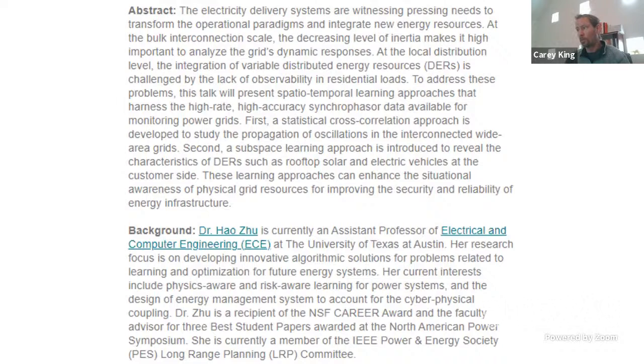So Hao Zhu's research focuses on developing innovative algorithmic solutions for problems related to learning and optimization for future energy systems, including the grid. She's a recipient of the NSF Career Award and has been advisor for 3 best student papers in this area, working within the electrical engineering professional societies of IEEE, Power and Energy Society, and their long-range planning committee.